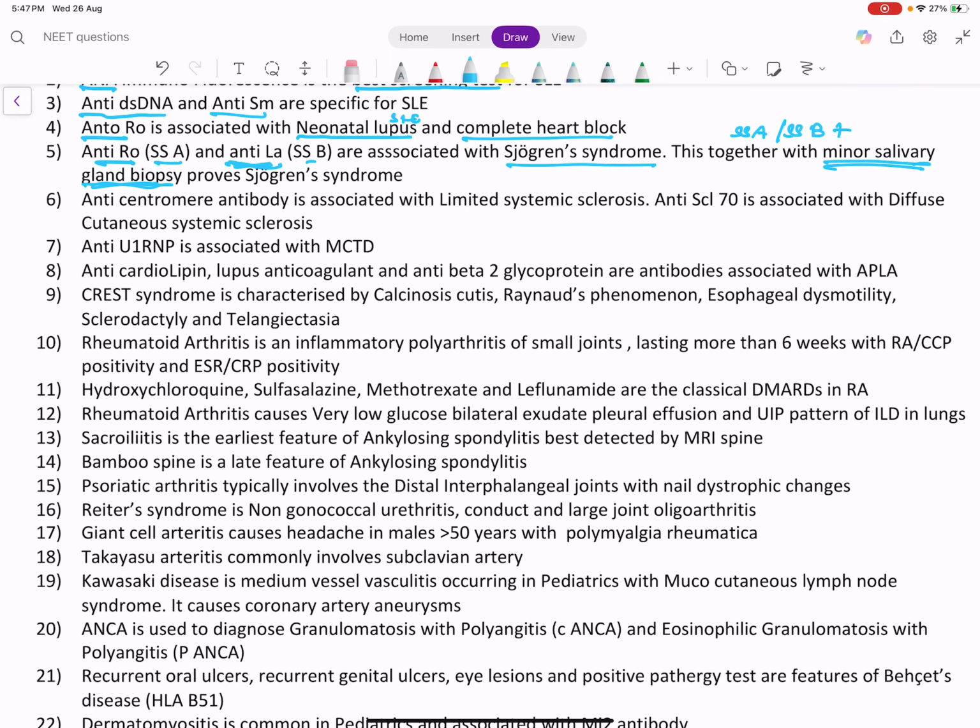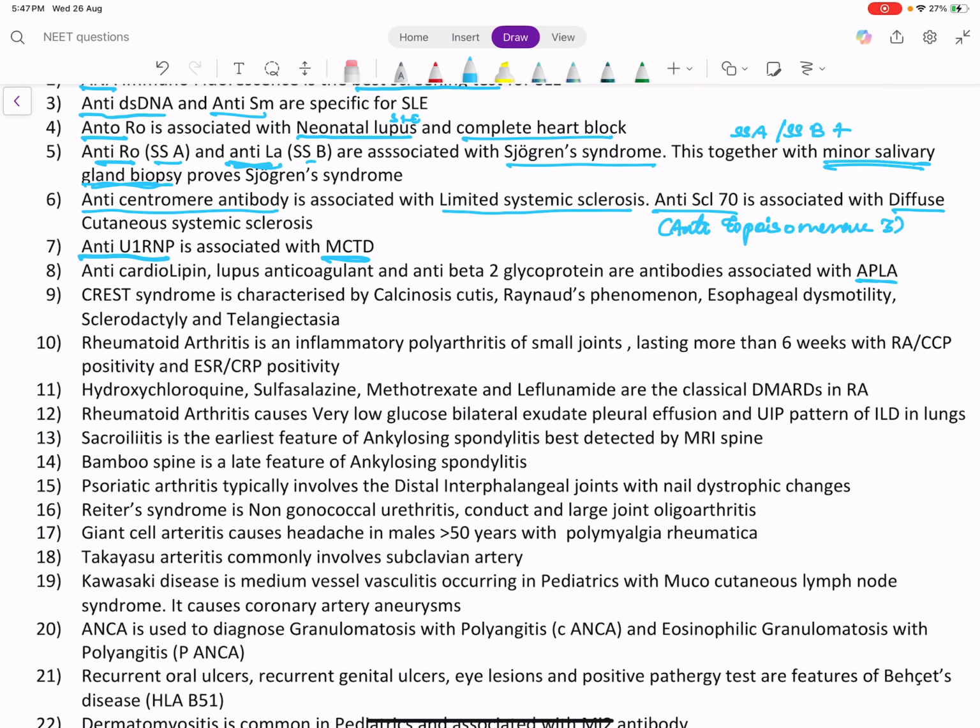Now another autoimmune disease is systemic sclerosis. It is of two types, limited systemic sclerosis and diffuse systemic sclerosis. In limited systemic sclerosis, there is anti-centromere antibody. In diffuse systemic sclerosis, there is anti-Scl70 antibody, also called anti-topoisomerase 1. Now there is a disease called MCTD, mixed connective tissue disease, associated with anti-U1 RNP.